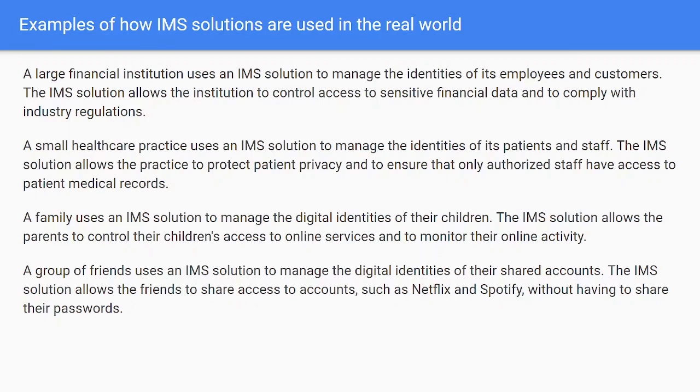Then the next point is a group of friends using an IMS solution to manage the digital identity of their shared account. So the IMS solution allows the friends to share access to accounts such as Netflix and Spotify without having to share their password. You know how it is when you do joint pay, a family of six pay for Netflix, a family of 12 pay for Spotify, stuff like that. So the goal of using an IMS platform is to ensure that you can manage the identity of this shared account and you're not releasing your username and password to anybody.